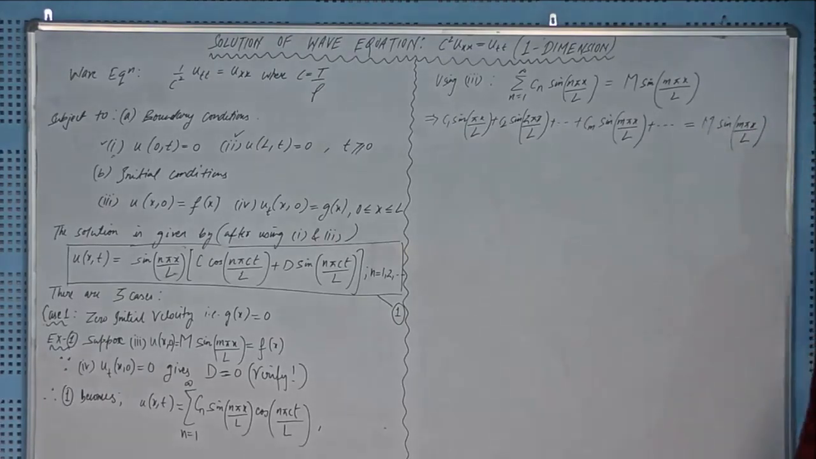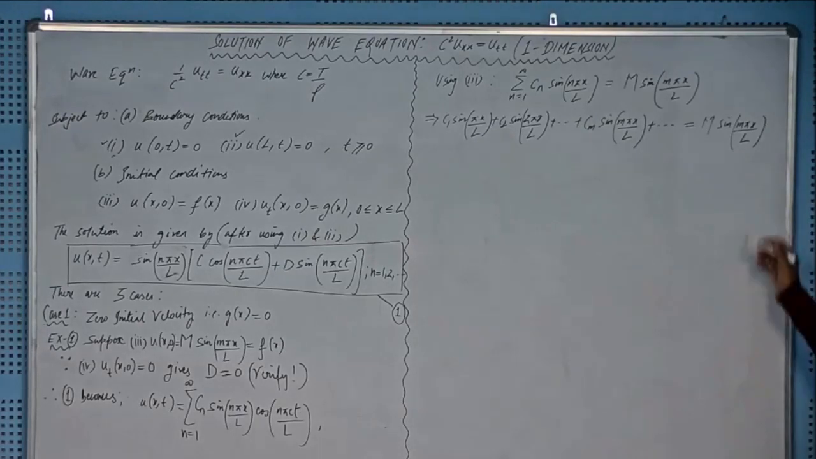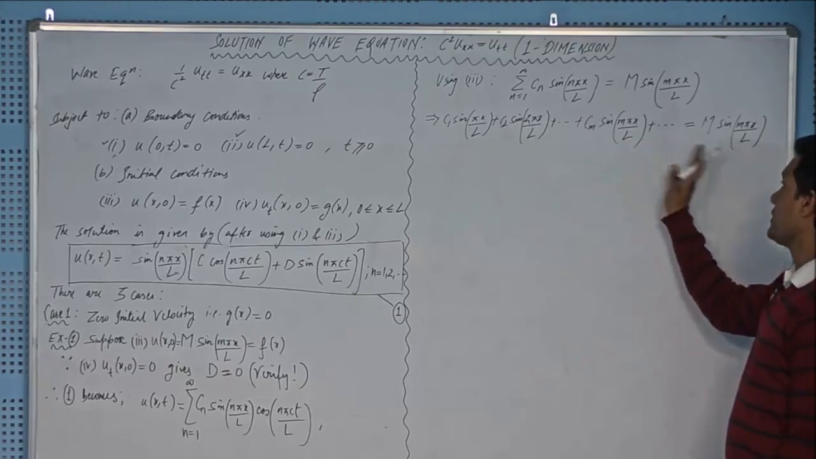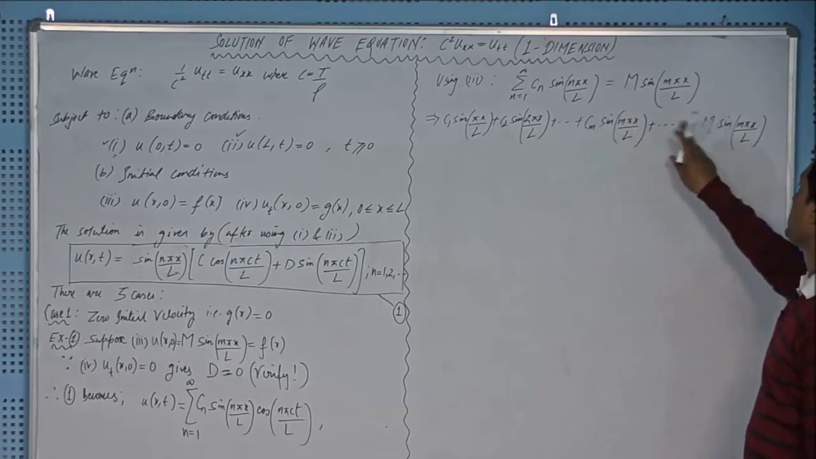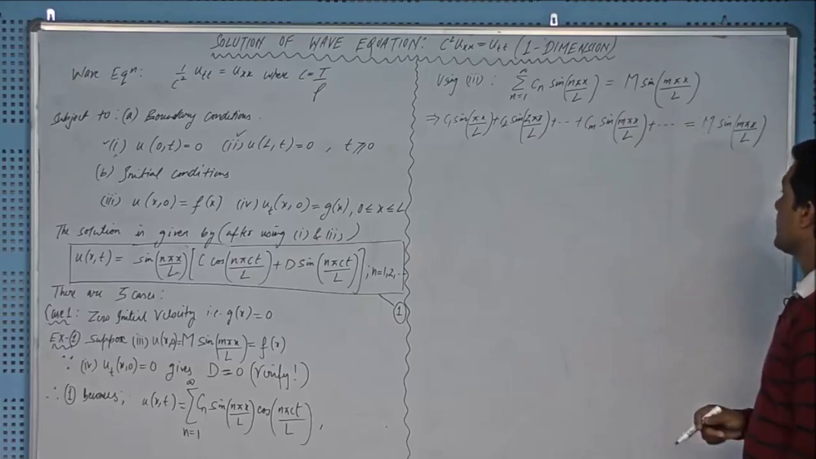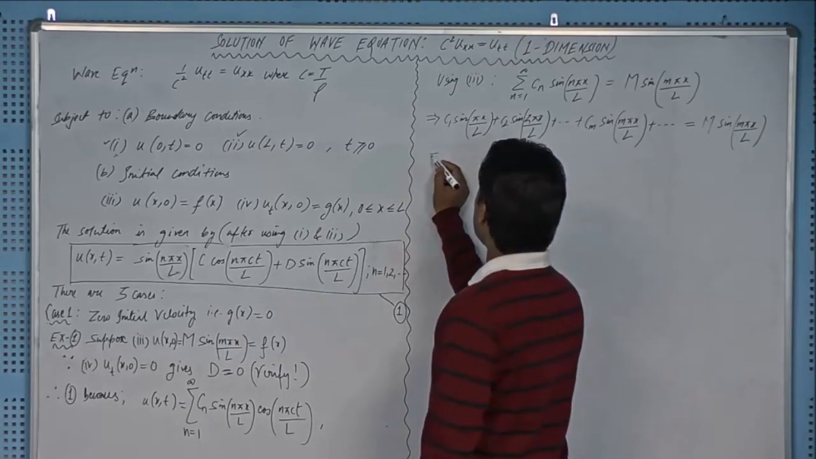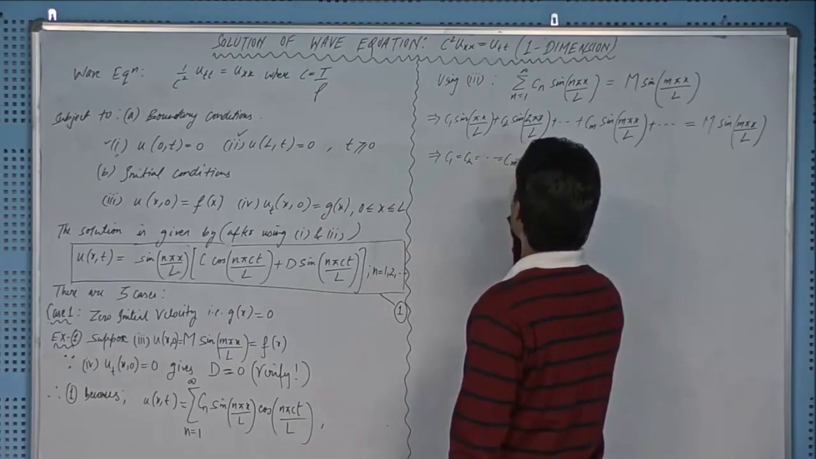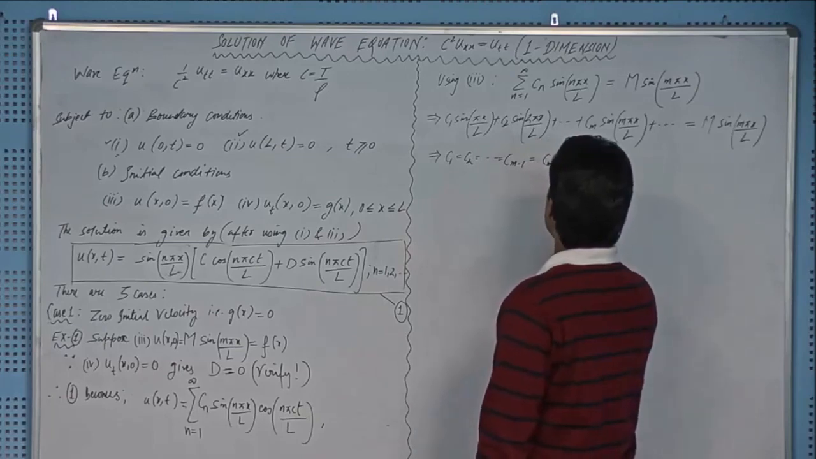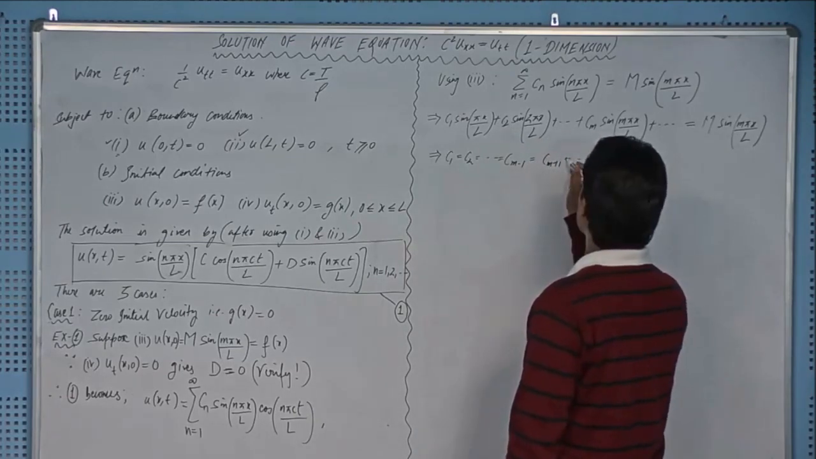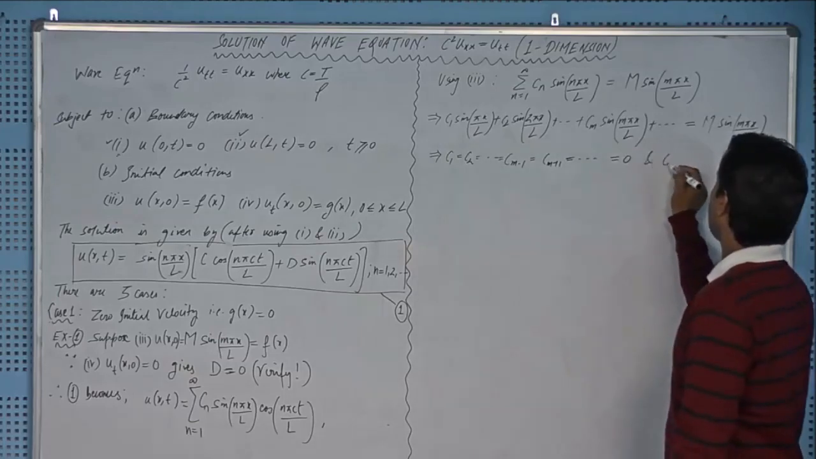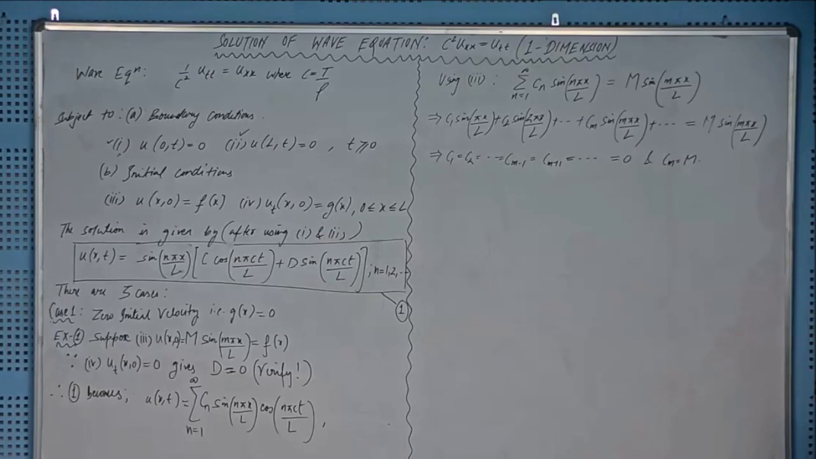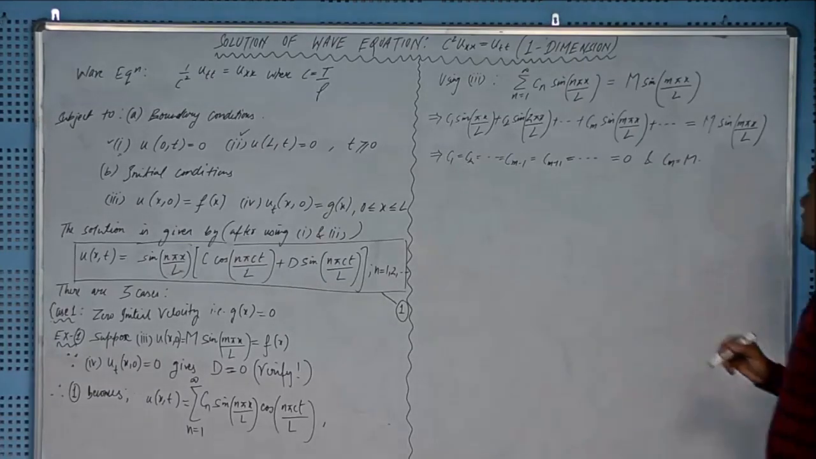Now I have to do the comparison, and you can compare only this term. See this angle, sine(m pi x upon L). This implies that Cm is equal to capital M. Fine. This implies that on comparison, C1 equal to C2 equal to all the C's are 0, C(m minus 1) equal to C(m plus 1), they all are 0, except this Cm, and Cm equal to capital M.